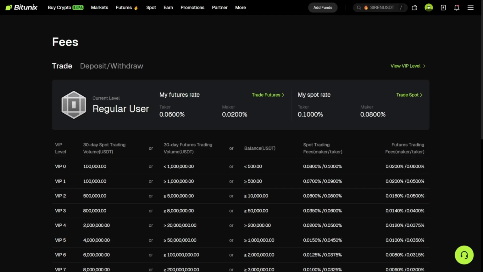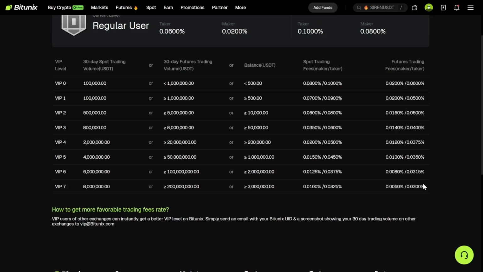Exchanges usually charge two types of trading fees, maker fees and taker fees. Maker fees apply to when you place a limit order, while taker fees apply to when you execute a market order. Now these are the base fees, and depending on your balance in your account and your 30-day futures trading volume, you can gradually reduce your fees.